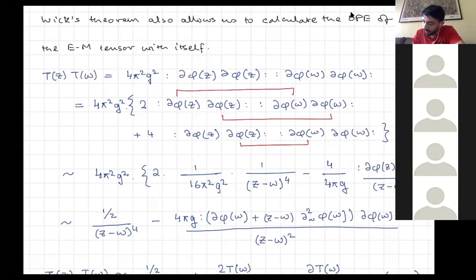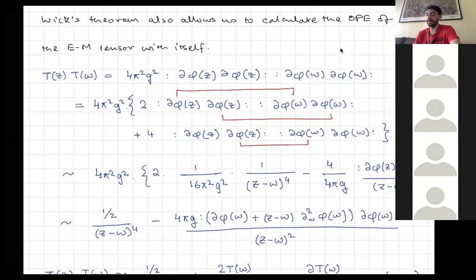For the second one, you are going to have a del phi of z, which is left over from here, and del phi of omega, which is left over from here, right? So you're going to get a piece which is del phi z, del phi omega out here, and this is going to have one piece, so a z minus omega squared. Is that okay? Fine with everybody? Okay, good.